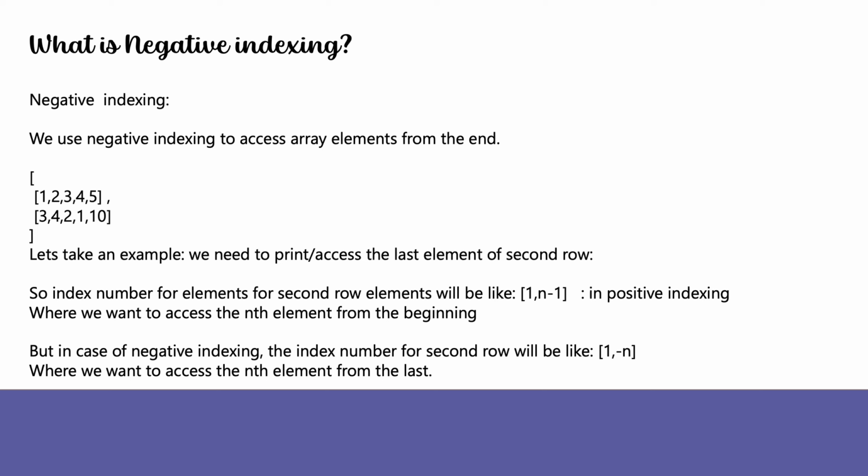Now please note the difference. In positive indexing, we are accessing the nth element from the beginning and we are giving the value 1 comma n minus 1. But here we want to access the nth element from the last. So we are giving the values 1 comma minus n.